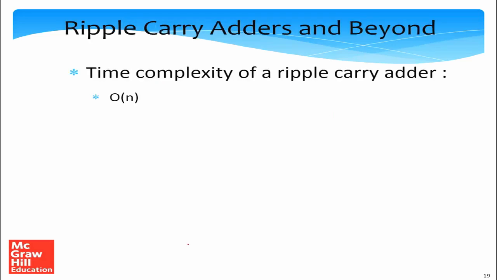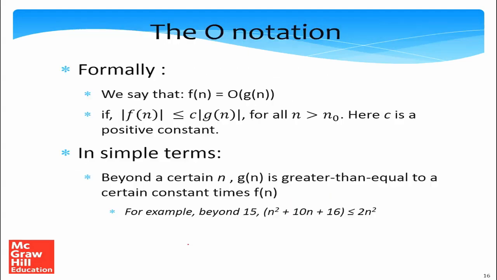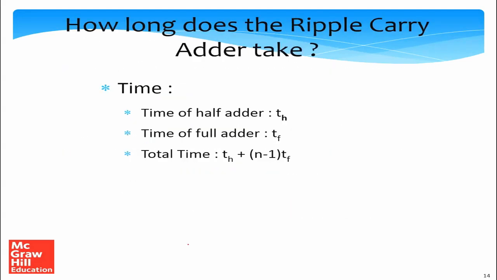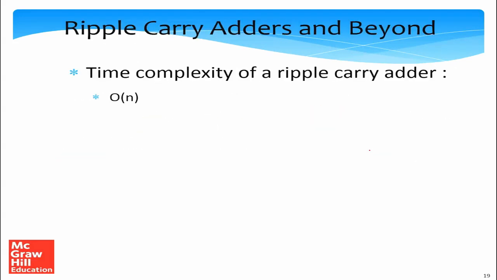So let's take a look at the complexity of a ripple carry adder. Let's go back. At this point, what we see is that the time complexity is th plus n minus 1 times tf. These th and tf are constants, so the only variable in here is n, and we can say that this is equal to order of n, where n is the number of bits that we are trying to add. So the complexity of a ripple carry adder thus becomes order of n, asymptotically, roughly we will take order n steps if we have n bits.